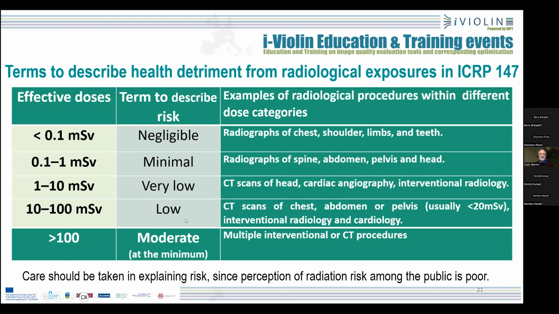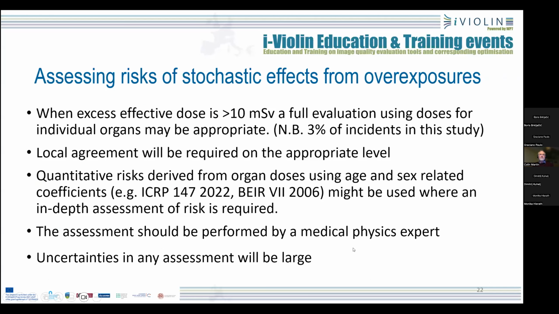So then we say the risk is low. Above 100 millisieverts, we call it moderate, because it's trying to put the risk into general terms compared to other risks in society. So in assessing risks of stochastic effects, when the effective dose is more than 10 millisieverts, then we'd say a full evaluation using doses for individual organs may be appropriate, but that dose level should be set by local agreement. And the quantitative risk derived from organ doses using age and sex-related coefficients are given in ICRP 147.